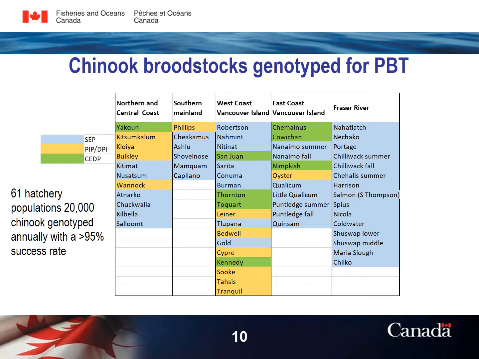Annually, we're genotyping around 20,000 Chinook brood samples with a greater than 95% genotyping success rate.